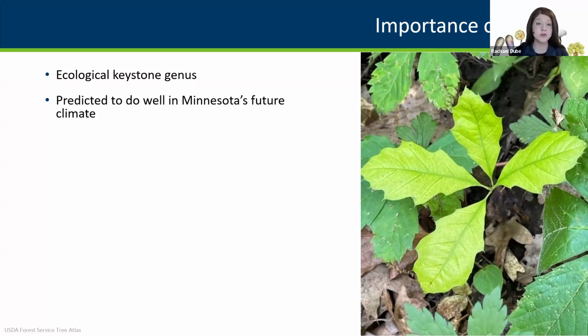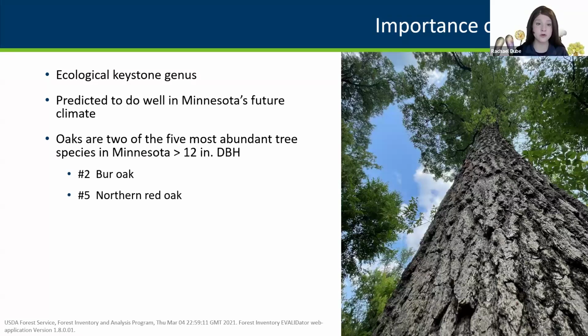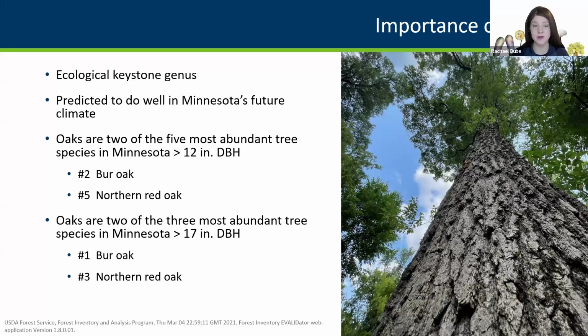Oaks are 2 of the 5 most abundant tree species in Minnesota that are greater than 12 inches at diameter breast height. Number 2 is bur oak, and number 5 is our northern red oak. And then oaks are 2 of the 3 most abundant tree species in Minnesota that are over 17 inches DBH. Number 1 is bur oak, and number 3 is red oak. So we have a lot of large oak trees here in Minnesota.